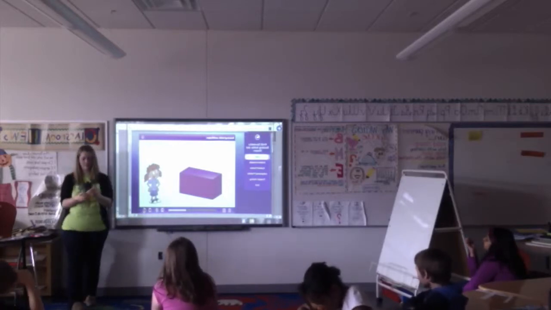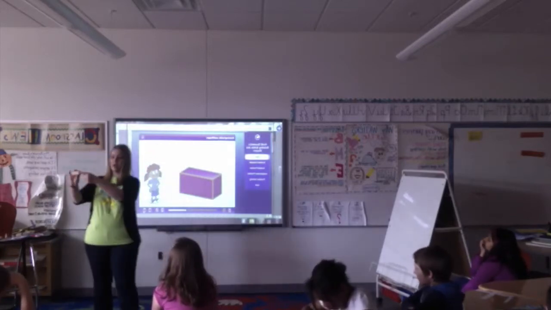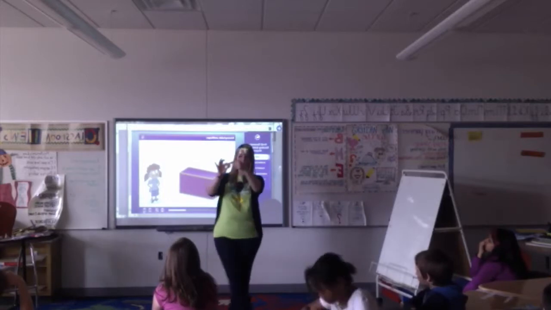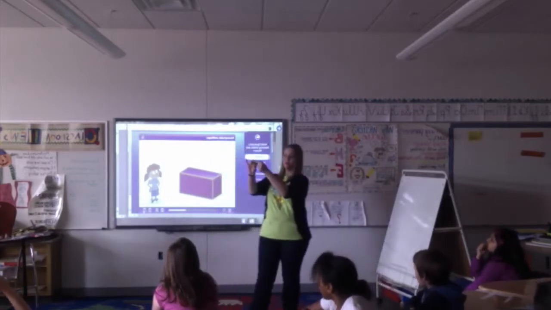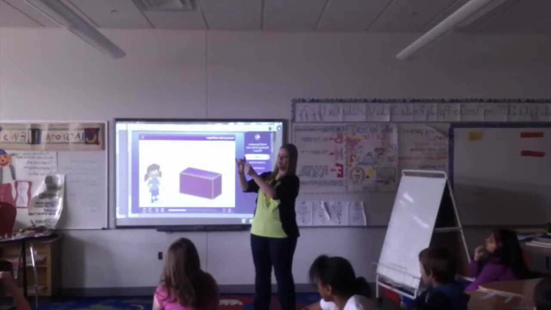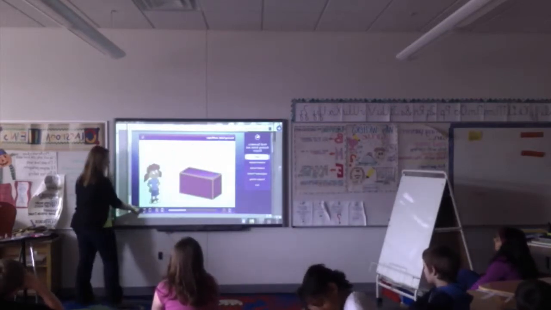A rectangular prism has 12 edges. So just count them. Just find them together. Okay, let's look up here. 1, 2, 3, 4, 5, 6, 7, 8, 9, 10, 11, 12. It's a little hard to keep track of, but we have 12 there.